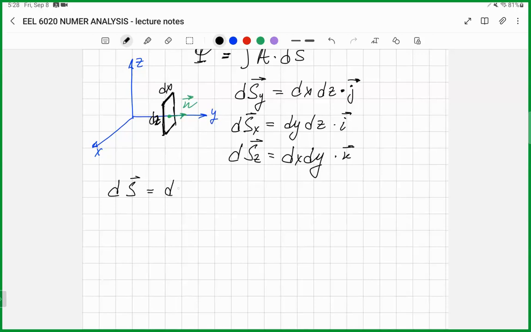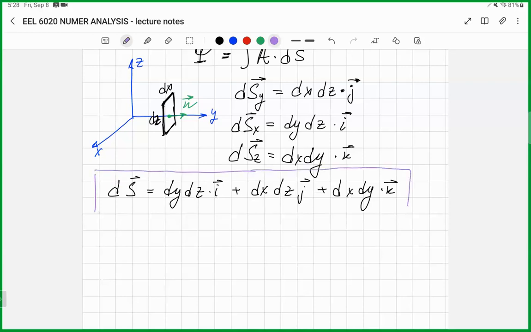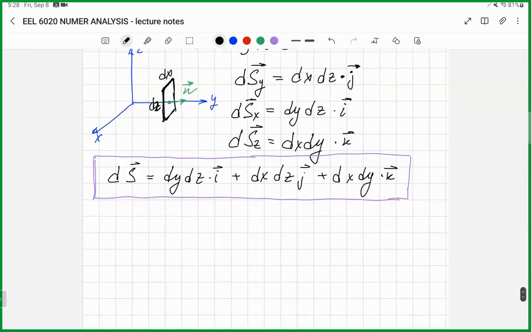So let's start with x. For the x, we have dy dz times I, plus for the y, we have dx dz times j, and then plus dx dy times k. Okay, so this is the formula for the arbitrary oriented element of the surface of the area in our three-dimensional space.